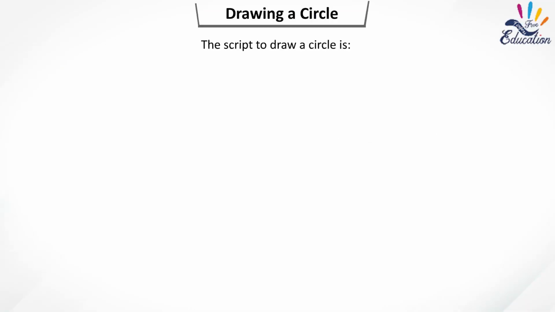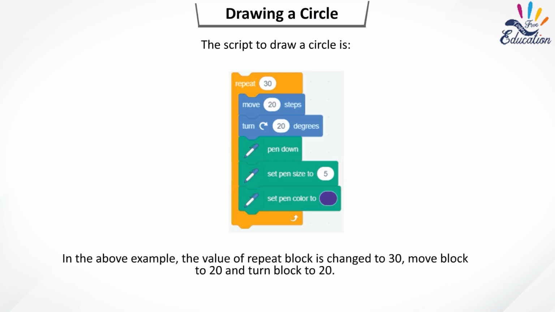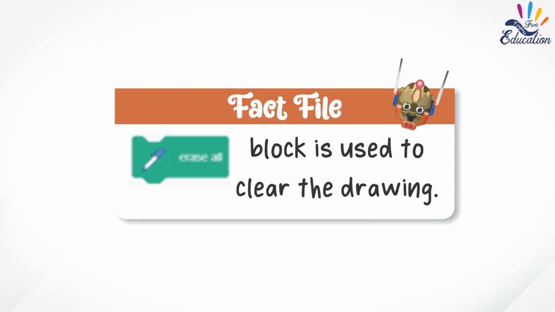Drawing a circle. The script to draw a circle is repeat 30, move 20 steps, turn 20 degrees, pen down, set pen size to 5, set pen color to. In the above example, the value of repeat block is changed to 30, move block to 20 and turn block to 20. Fact file. Erase all block is used to clear the drawing.